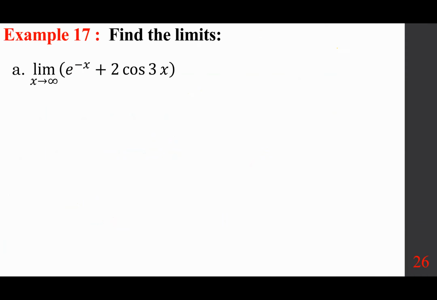So the limit of e to the power of minus x plus 2 cosine 3x as x approaches infinity. How do we deal with this? Let's cut this into two limits. The limit of the first piece plus the limit of the second piece, and the number 2 comes out from the second piece, and this is what we get.